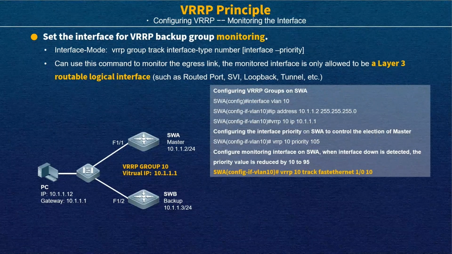And by default, the preemption mode is enabled. So the switch A priority is 95, but the switch B priority is 100. Finally, switch B will become the master. If the upper interface is recovering, that means the upper interface is working, the switch A priority will become 105 again, and switch A will come back to become master. So this is a function of monitoring.